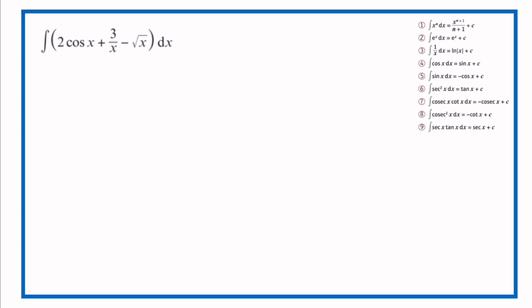So let's have a look at this topic here. We're going to be looking at some standard integration questions. Let's have a look at this first question: how to integrate 2 cos x plus 3 over x minus square root of x dx.